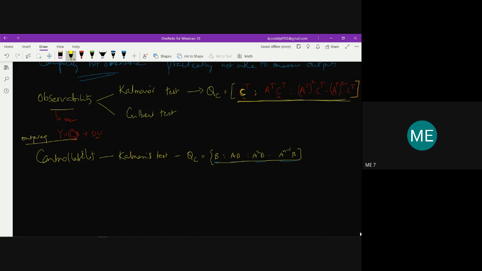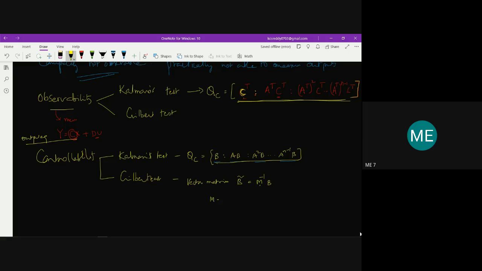Whereas in controllability, we have also conducted the Gilbert test to check whether the system is completely controllable or not. So what is the Gilbert test? We have written the vector B matrix as M inverse B, where M is the model matrix. So we need to find out the model matrix also.